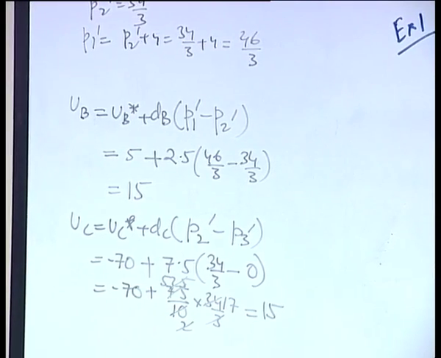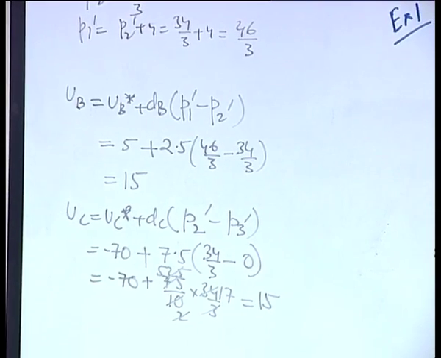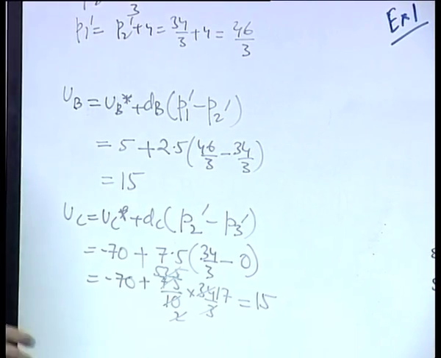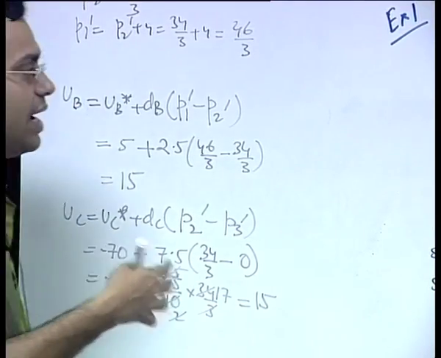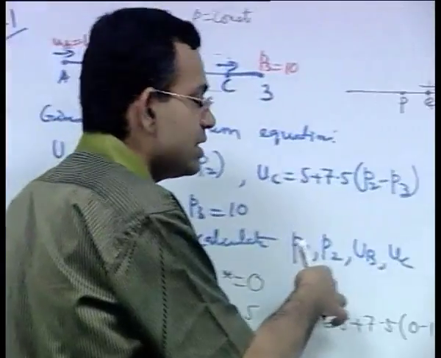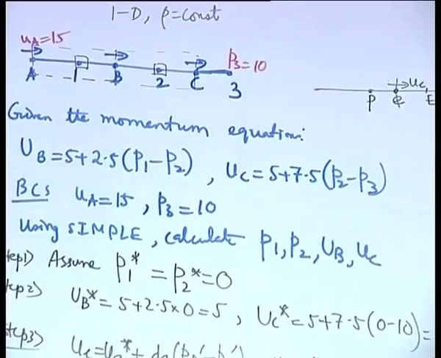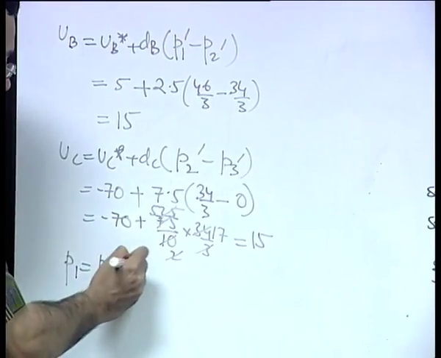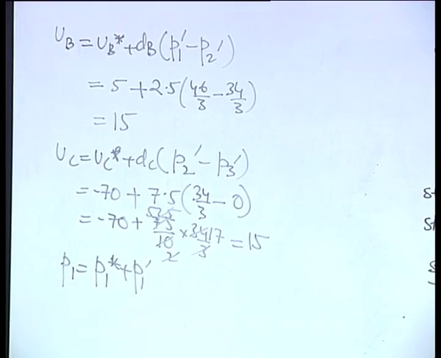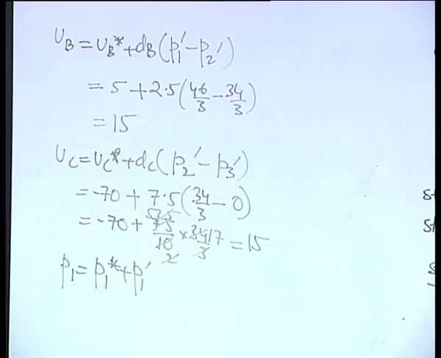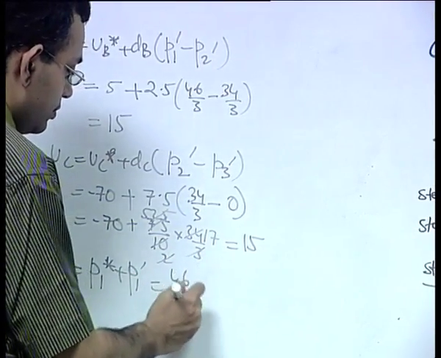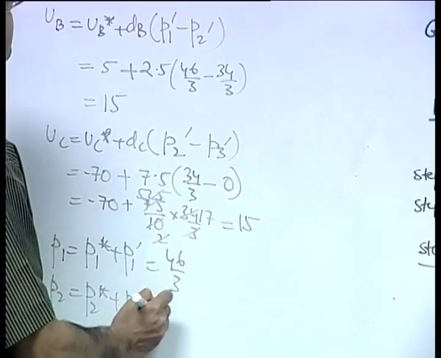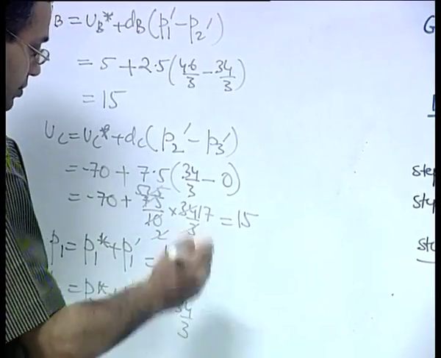So, once you calculate this, next you should check for convergence, that is, if the mass source term is 0, then you need not calculate anything else, and you can simply write the pressures as the old pressures plus the pressure correction and stop your calculation there. So, anyway, first let us write the pressures. P1 is equal to P1 star plus P1 dash, that is equal to 46 by 3, P2 equal to P2 star plus P2 dash, that is equal to 34 by 3.